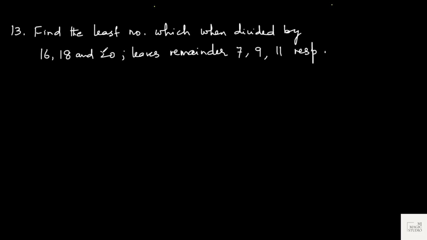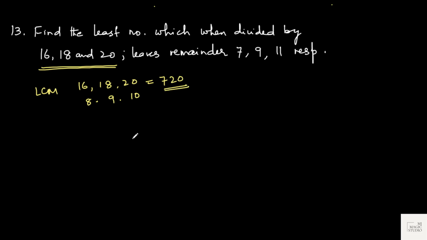So find the least number which when divided by divisors 16, 18, 20. We are looking out for the LCM. 16, 18, 20. Okay. It is 8, 9, 10. 8, 9, 72. Into 2, work out there, 720. So LCM would be 720. Great. We are looking out for the least number which is divisible by 16, 18, 20, that is 720. But here remainders are different. If remainders are different, always go for checking whether residue is same or not.